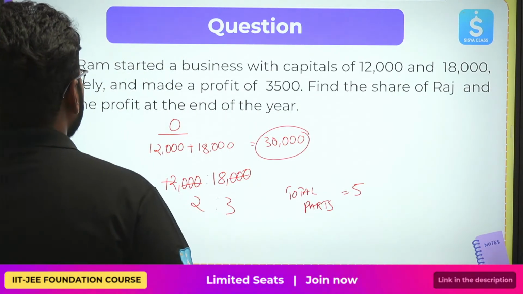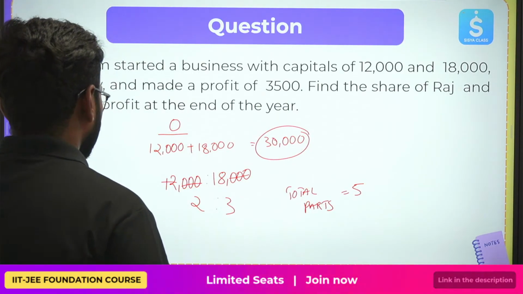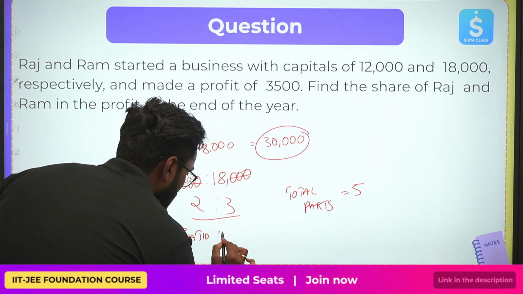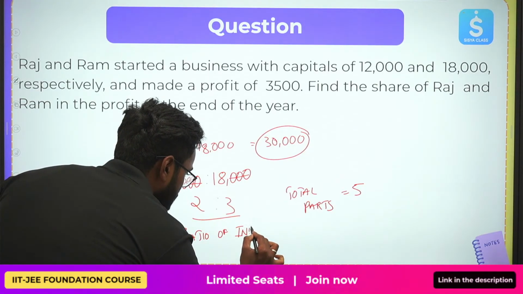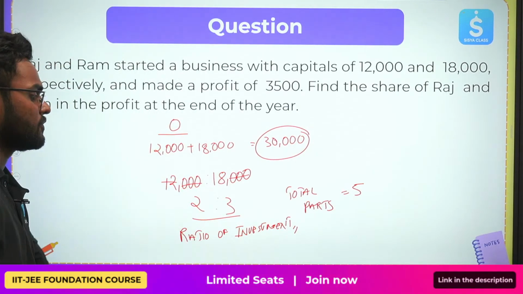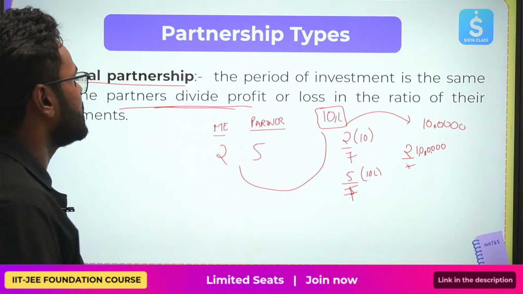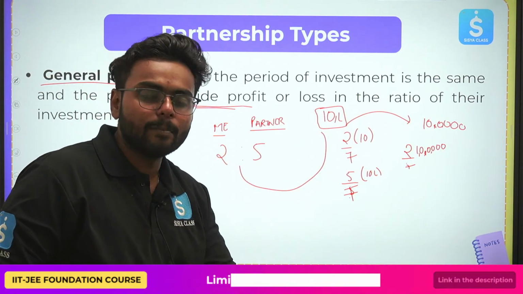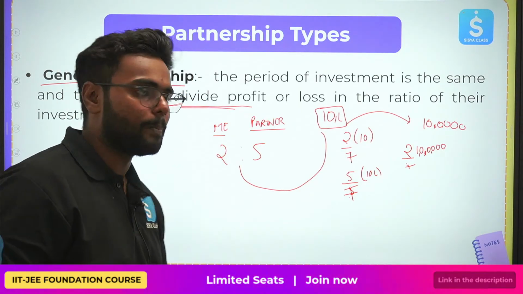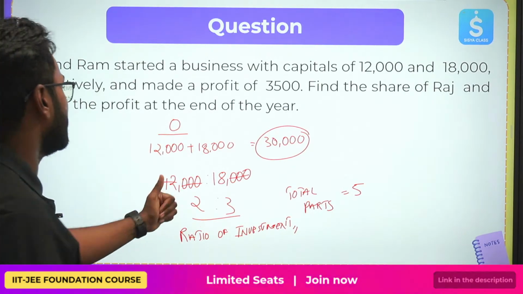Now, they have made a profit of 3,500. This is called the ratio of investment. We have studied that in a general partnership, if I am investing in this ratio, I would be getting the profit in the same ratio. If I am investing 2 parts, I'd be getting the profit also in 2 parts. So let us check. The ratio of investment would be 2:3.